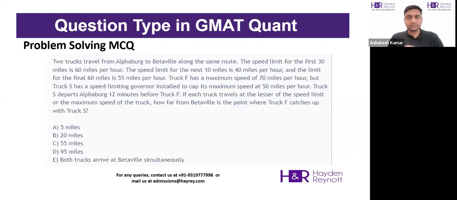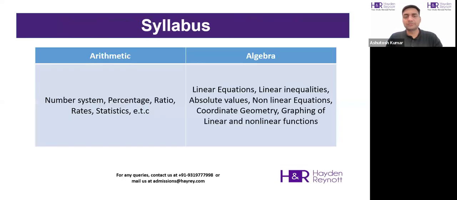When we talk about the type of questions in the GMAT Quant, now GMAT Quant only has problem solving MCQs. So there is no data sufficiency now in this quant section. The data sufficiency is now the part of the data insight. So you have the problem solving questions, which are the MCQ questions. You will be getting 5 options over there. So you have one question, 5 options. You have to select one correct answer. So these are the kind of questions you'll be getting in GMAT. There's only one type of question now.